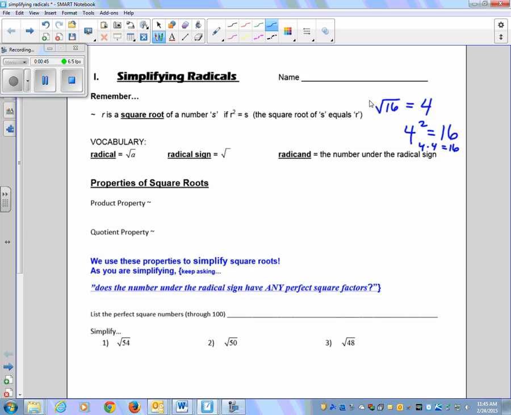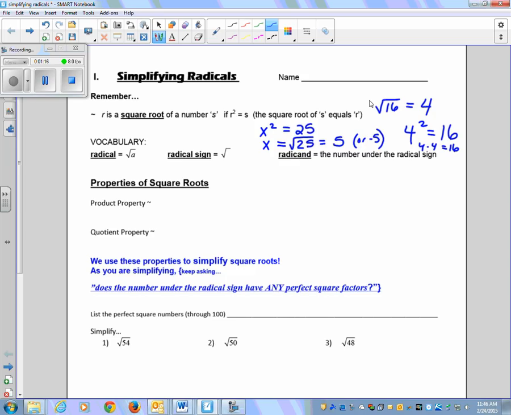So if you have a variable like x squared equals 25, you're thinking, well, what's this x then? Well, if x squared is 25, then x is the square root of 25, which is 5. Now, in this case, it could also be negative 5, right? Because negative 5 times itself is also positive 25. So we'll talk about that at some point. But right now, we just want to learn how to simplify the radicals.